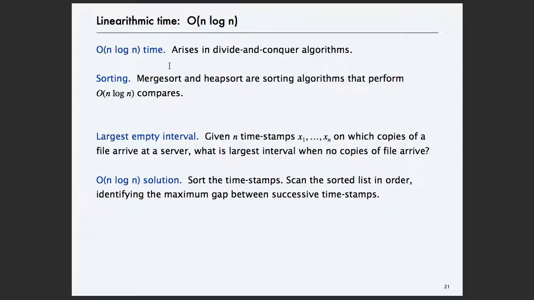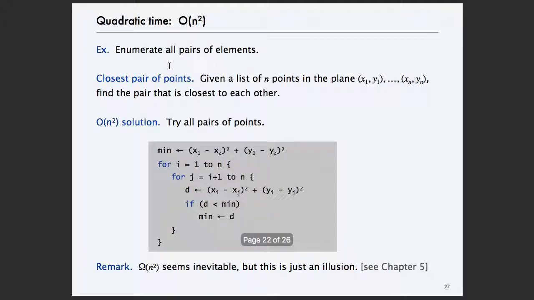And then there's a bunch of problems that are solved by sort and then do a linear thing, right? And so it ends up being that sort dominates, which is n log n, assuming that you use an n log n sorting algorithm. Quadratic, kind of the standard example is enumerate all pairs of elements.